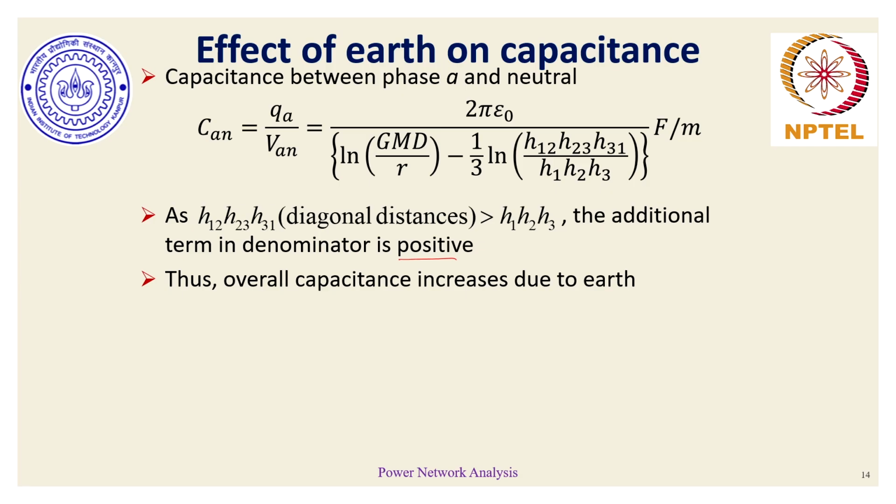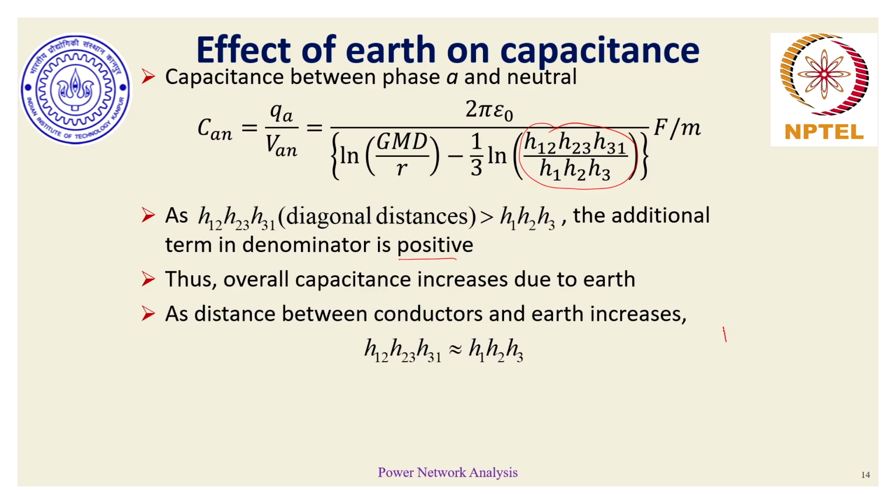What is the alternative? How can we minimize this increase in capacitance? If this ratio tends to be equal to 1, the natural log of 1 will become 0. For this term to become 1, try to design your transmission towers or place conductors with a high right of way from the surface of earth. As the distance between conductor and earth increases, these products become more or less equal, and that's where the concept of ROW, also known as right of way, comes in.